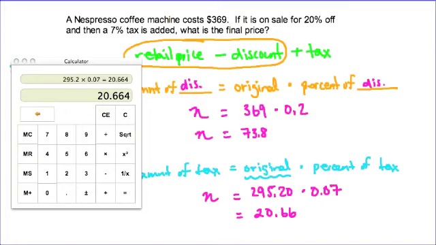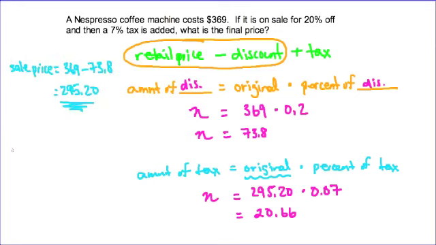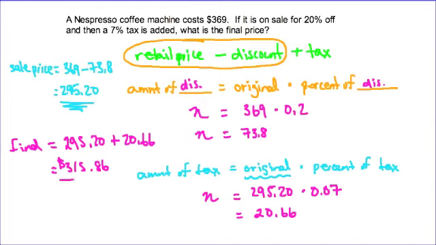So that's my tax. Now what I need to think about is what tax does to the final price. Any of us who have paid tax know that it increases the final price of something. So my final price is going to equal the sale price, $295.20, plus the tax of $20.66. And that equals $315.86. And so my final overall price is $315.86.